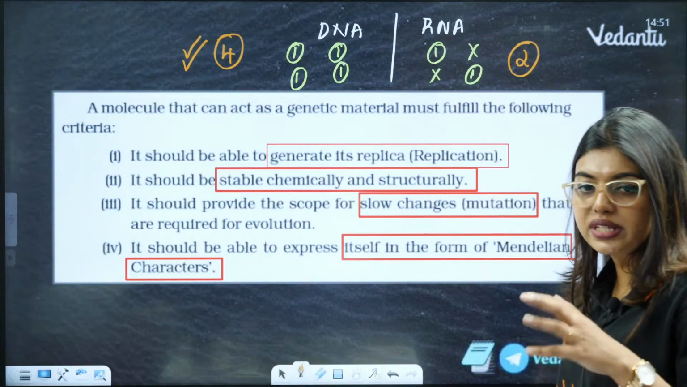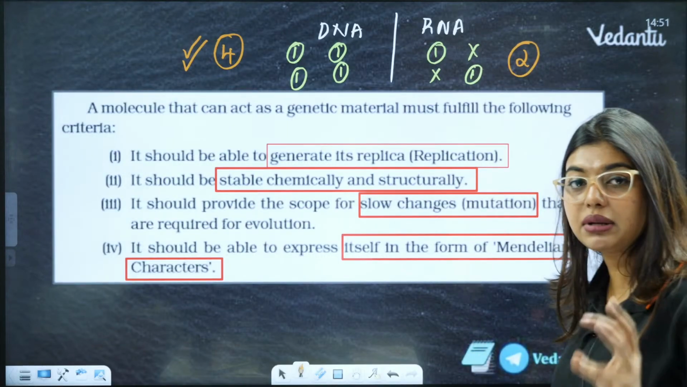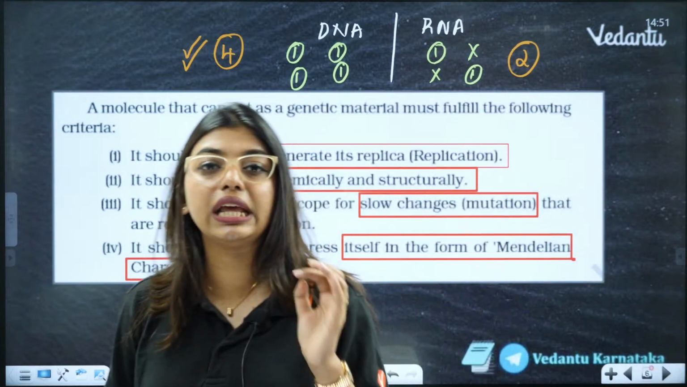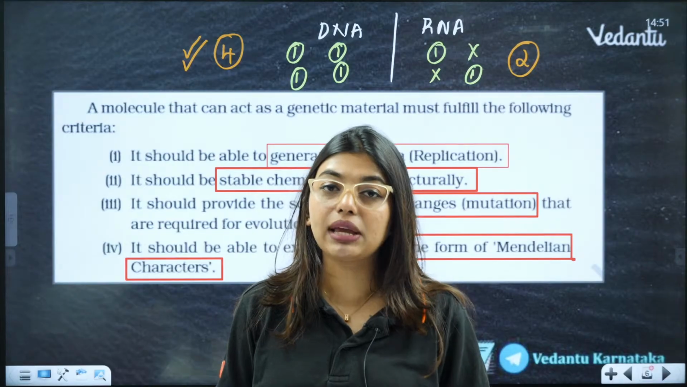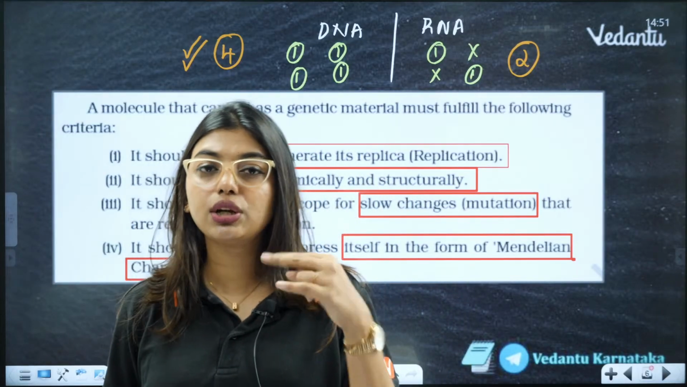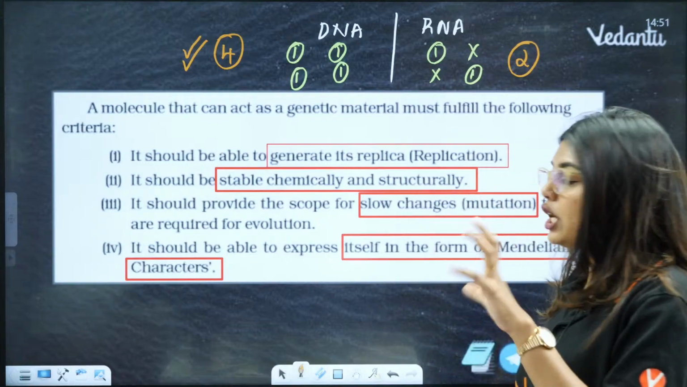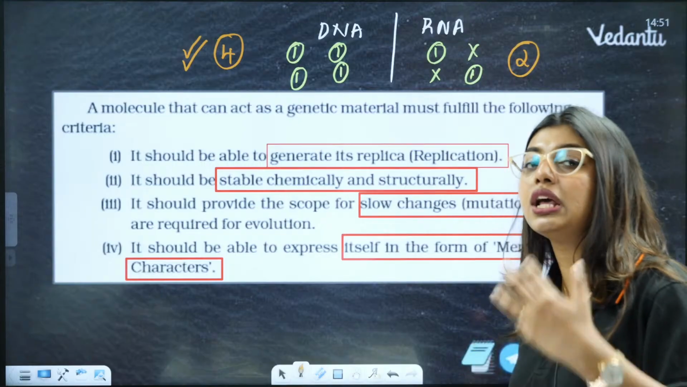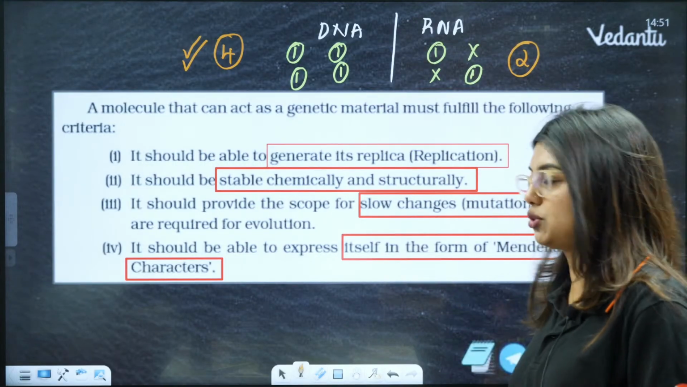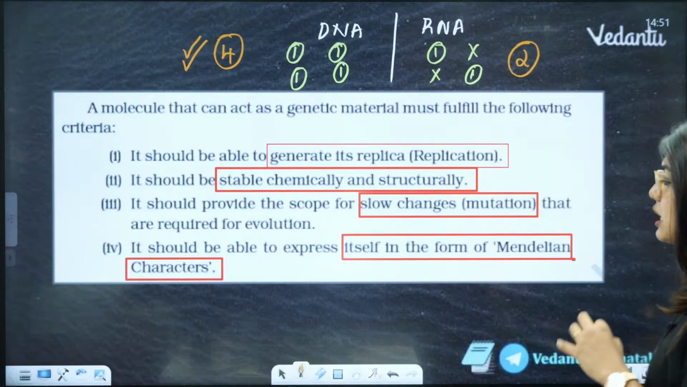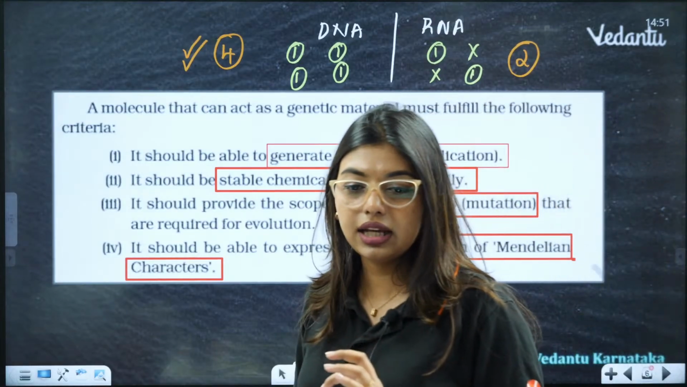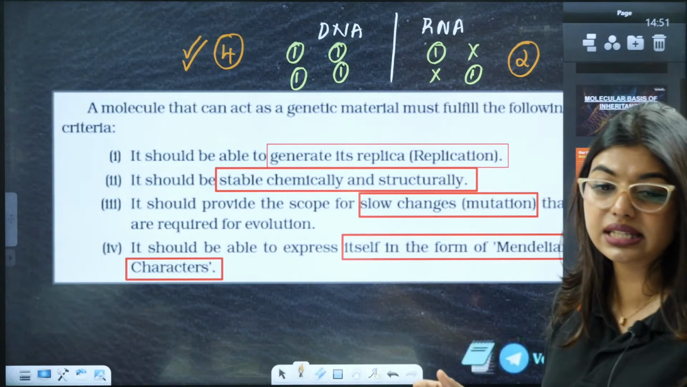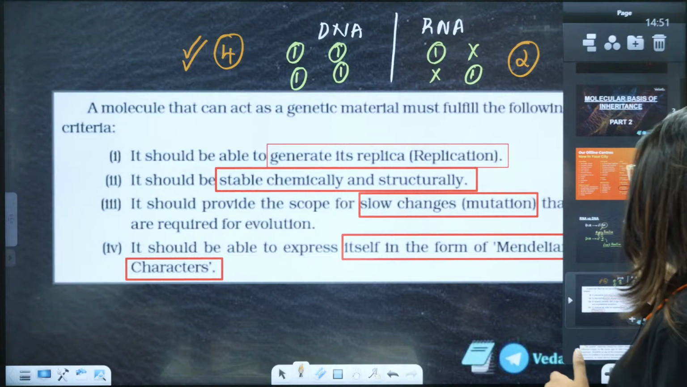So 4, obviously, because it can form its own replica. It's stable chemically and structurally because of 2 reasons: the absence of oxygen in the second carbon, and the presence of thymine instead of uracil, which make the structure more chemically and structurally stable. It should provide a scope for slow changes. DNA goes through slow mutation, but on the other side RNA goes for faster mutation. It should be able to express itself in the form of Mendelian characters. Understood, all of you? Clear or not? So these are the criteria given to be the genetic material.